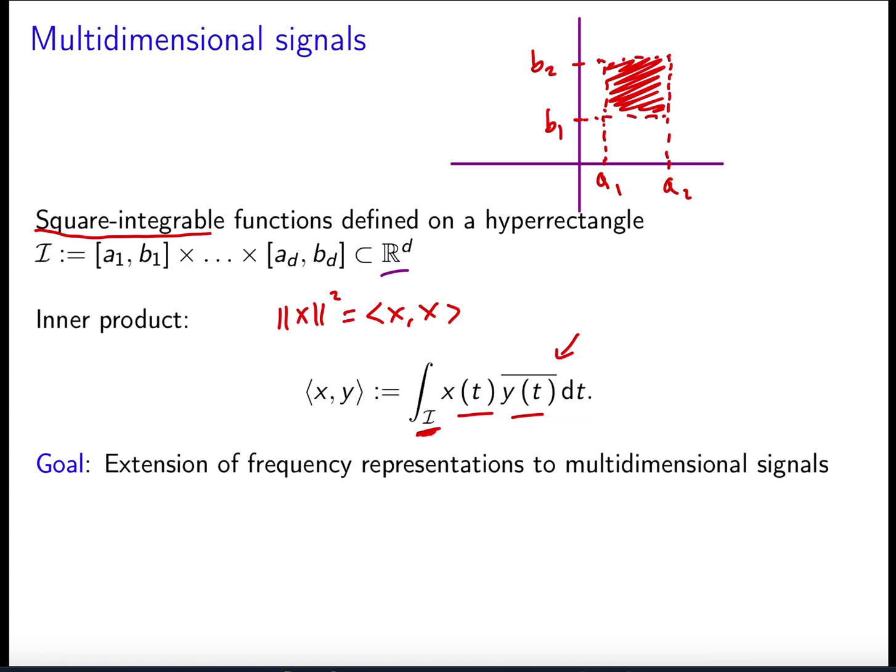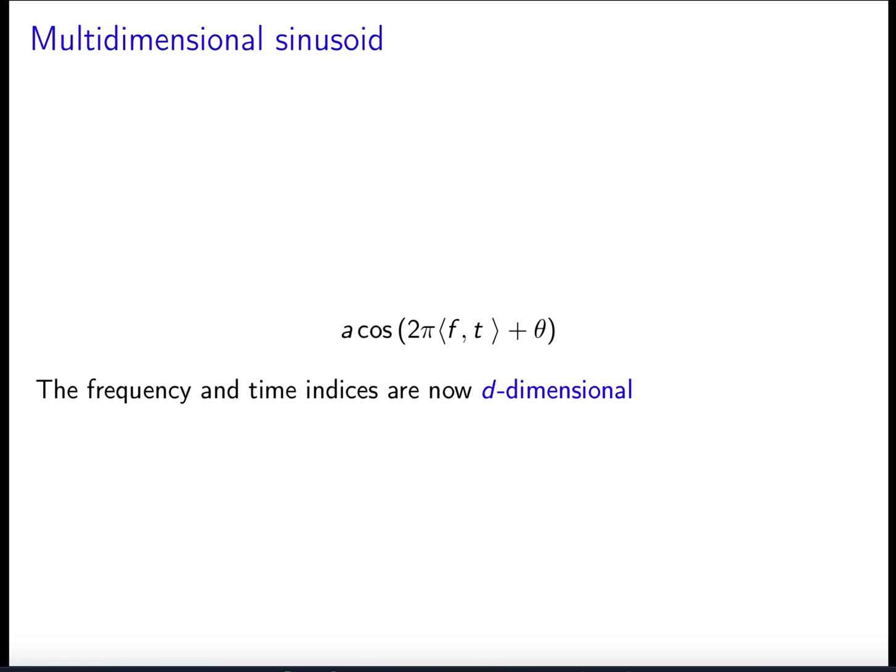The goal here is to extend frequency representations that we learned from one dimension, such as the Fourier series and the discrete Fourier transform, to the multidimensional setting. In particular, we're going to be interested in trying to express signals in terms of multidimensional sinusoids. So what is a multidimensional sinusoid? It looks very much like a one-dimensional sinusoid. It has a certain amplitude, it has a certain phase. But now the main difference is that here, instead of having a product between two numbers, a frequency and a time index, we have an inner product between two d-dimensional vectors.